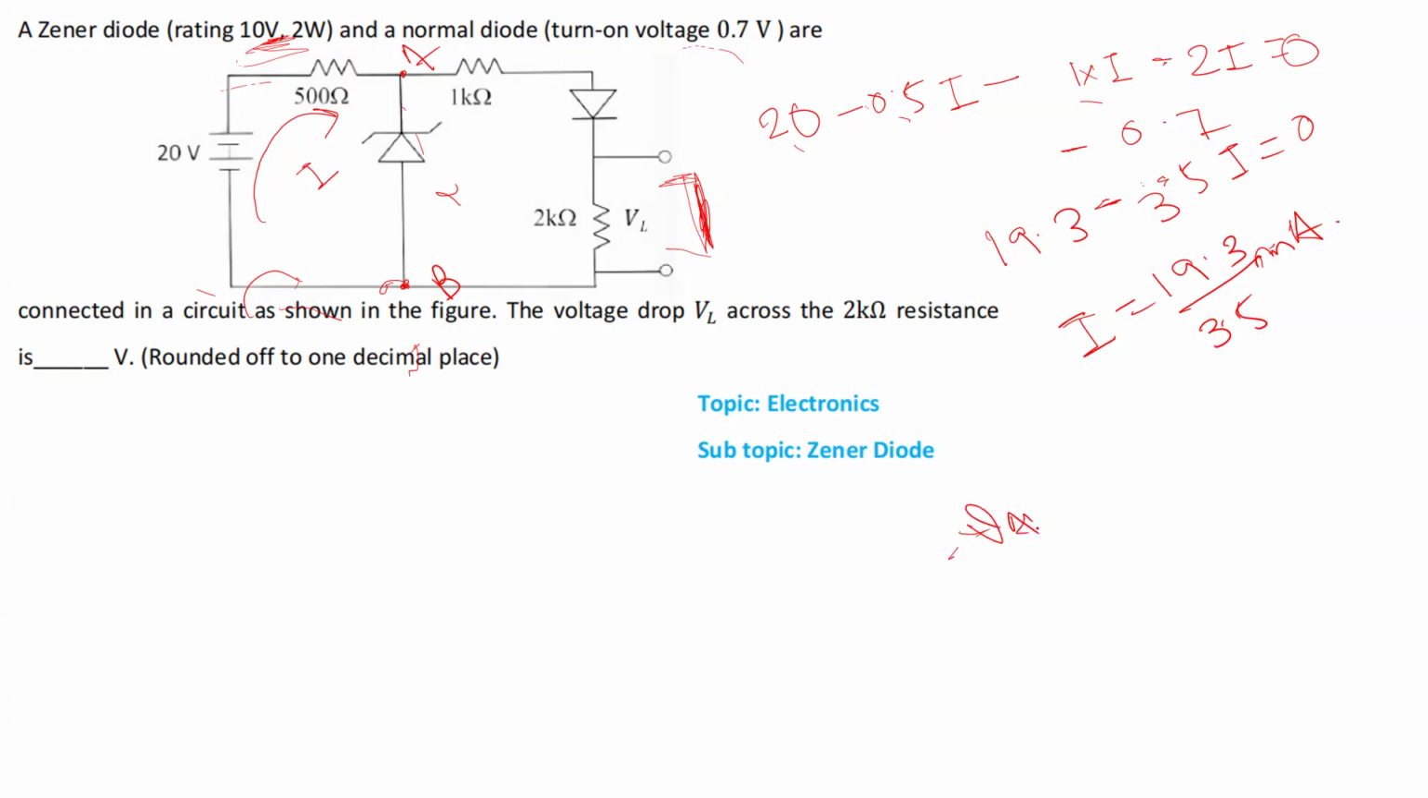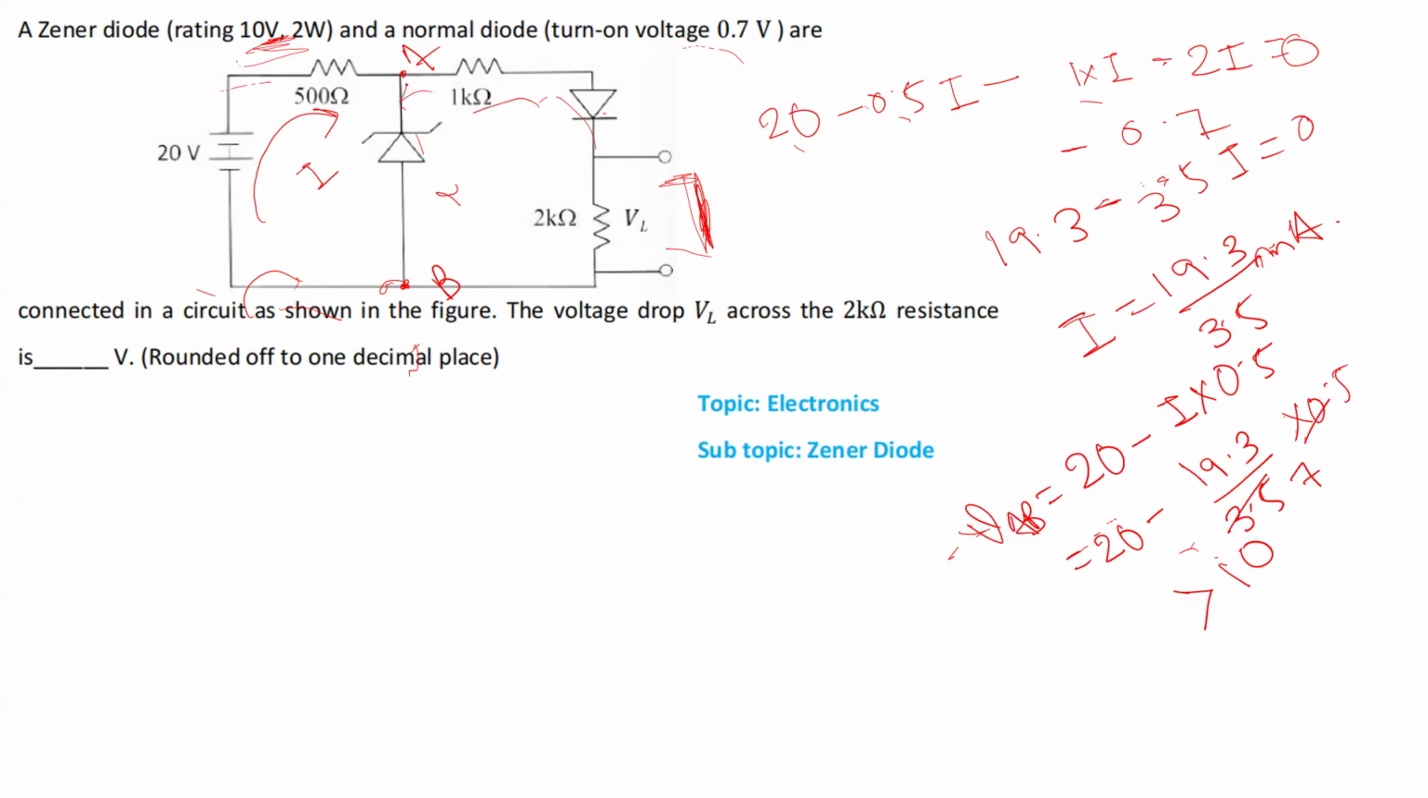Okay, so let us find the voltage VAB. VAB can be written as 20 minus I into 0.5. Clear? So 20 minus I, which is 19.3 by 3.5, into 0.5. So it's about 15.2 volt, so this is much greater than 10. So the Zener diode will turn on and will give a constant voltage of 10 volt across these 2 points A and B, right?